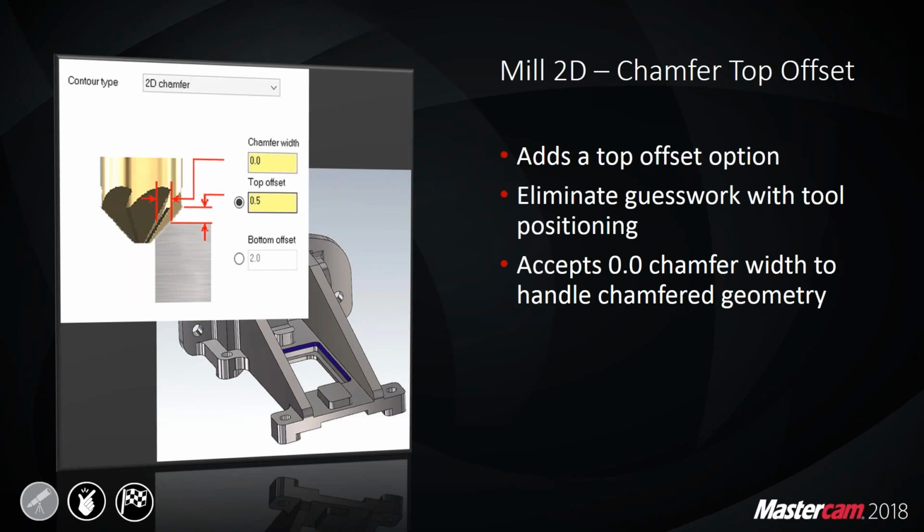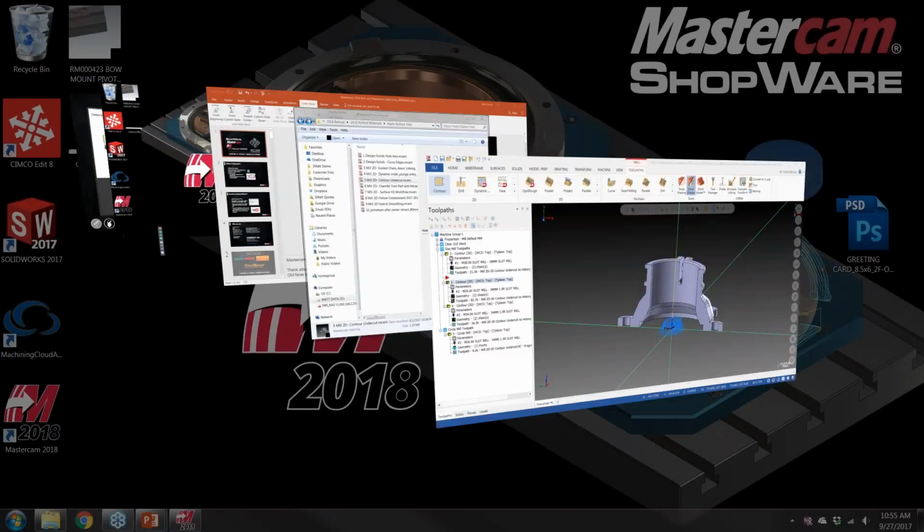So that top offset allows you to adjust the height of what that particular tool's going to do. And also, doing it this way can eliminate some guesswork, especially if you're programming directly off of a solid. So let me pull up that example here.